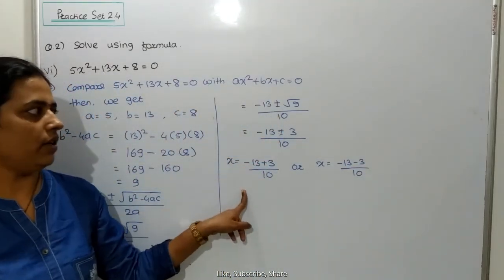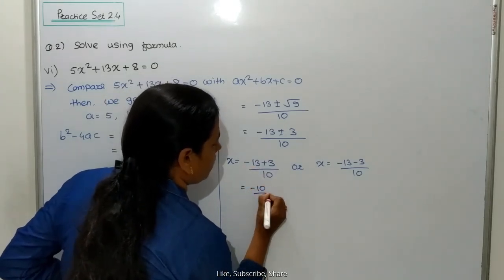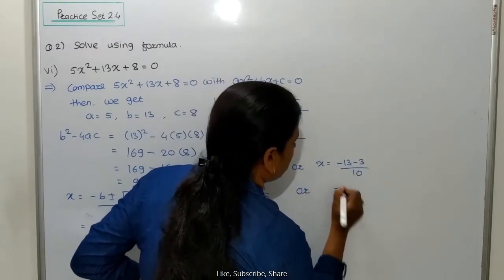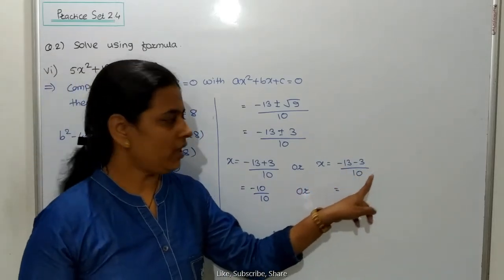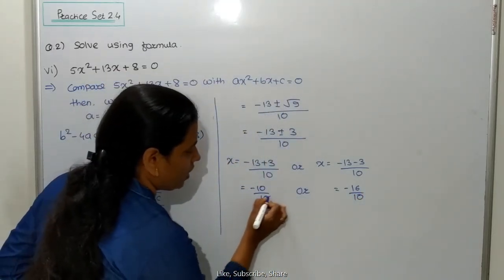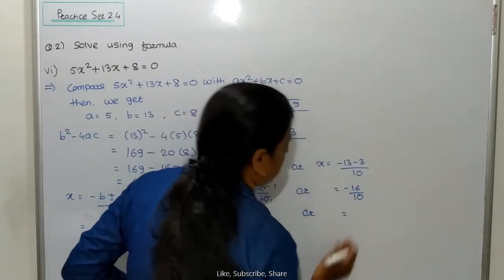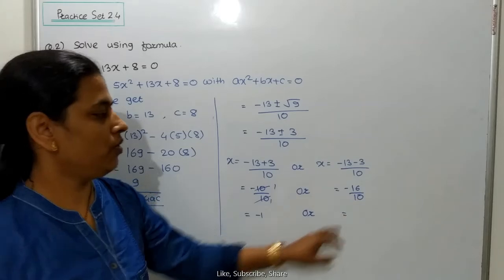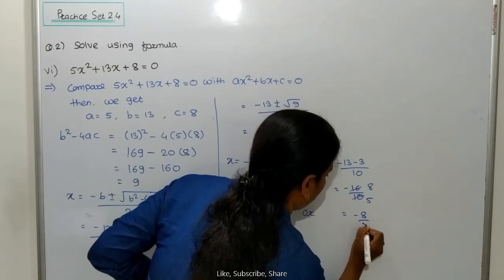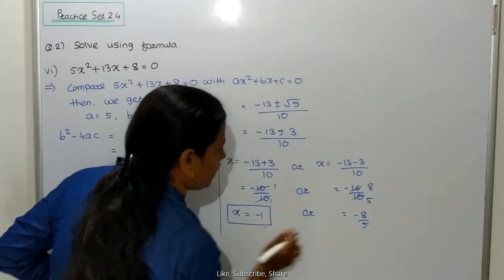Just separate the sign. Okay. Then what do we get? Minus 13 plus 3, that is minus 10 upon 10, or minus 13 minus 3, that is minus 16 upon 10. Okay. Then 10 ones are 10, so what do we get? Minus 1. Or yes, cut this number by 2, that is 2 fives and 2 eights, that means minus 8 upon 5. That means we get these 2 roots. Clear?